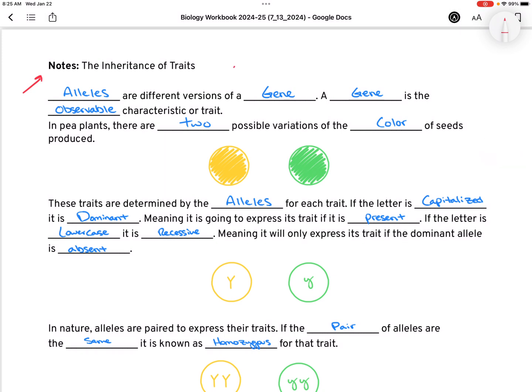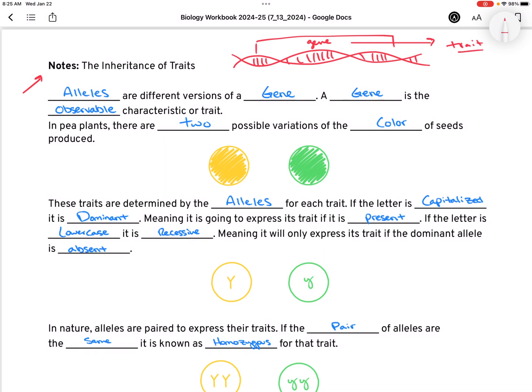If you remember from our previous video, if we have DNA here, we have these strands and they've got these little ladders in them like this. We take a section of DNA, and this actually codes for a trait, and we call this a gene. This gene gives us a trait.